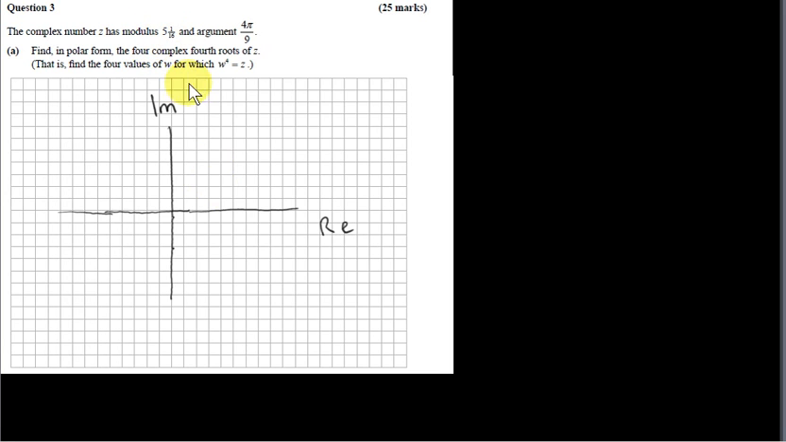The modulus, or the distance of the complex number to the origin, is 5 and 1/16. So we have a complex number somewhere in this quadrant. So this is 5 and 1/16, and the angle, which is normally called theta, is 4 pi over 9.